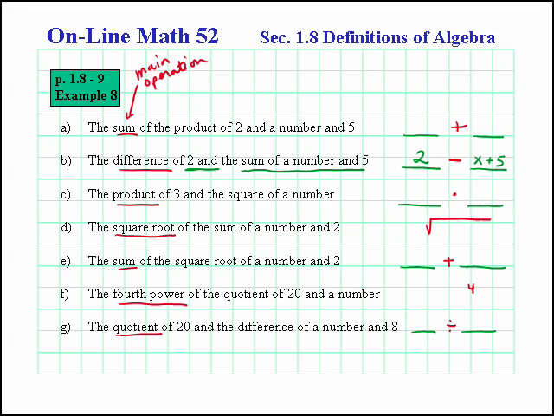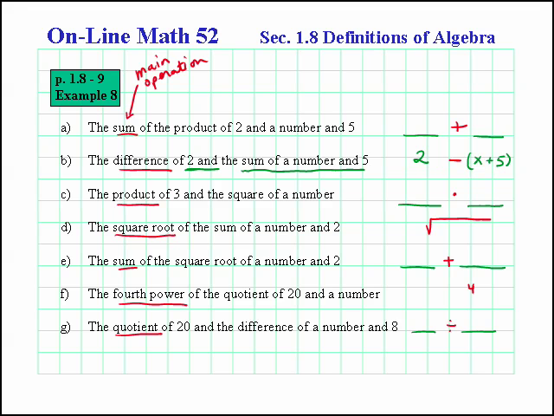But to make this fully understood, that the main operation is subtraction here, I've got to do something to make sure that this is the operation that comes first, rather than left to right. And the only thing that I can do there to make sure that comes first is to put parentheses around this. Okay? The difference of 2 and the sum of a number and 5. So I actually did letter B first. I hope you don't mind.